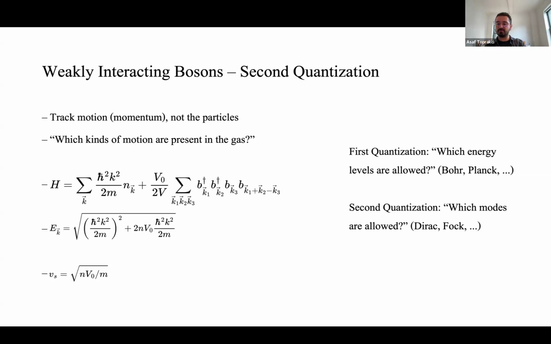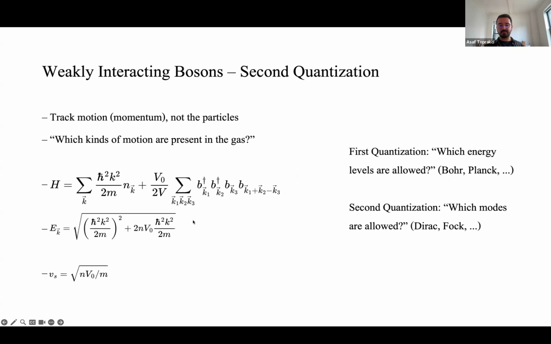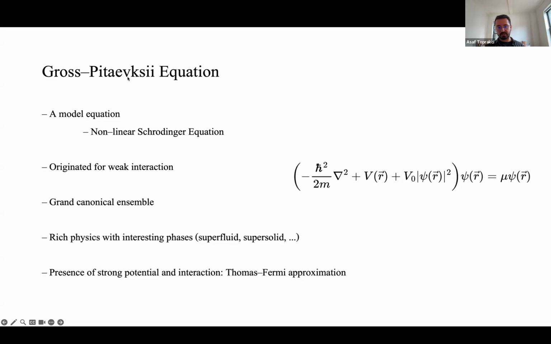But now we have the second quantization, and this means, as I mentioned, which modes are we allowed to have, because we cannot have a continuum of modes dictated by the system. So when we write this Hamiltonian in the second quantization and make the appropriate approximations, we obtain the Gross-Pitaevskii equation.